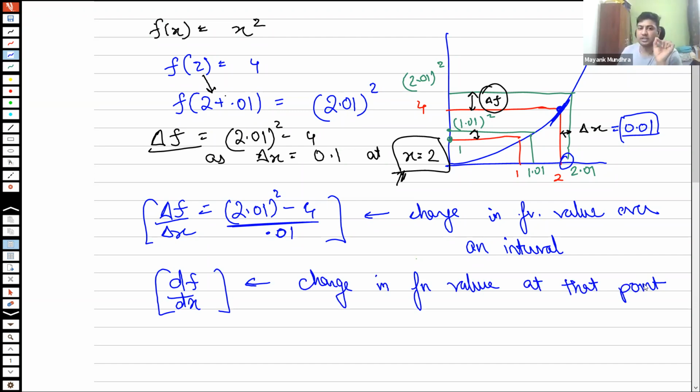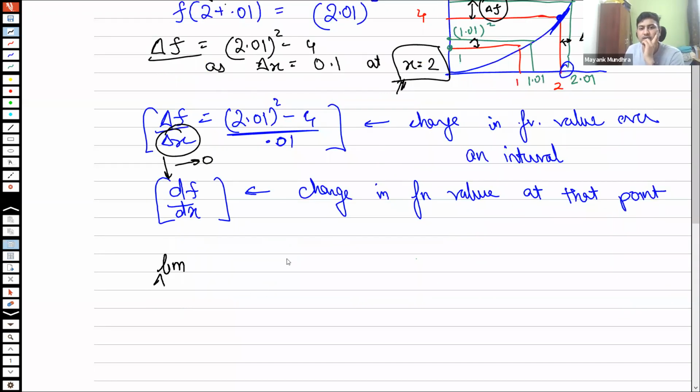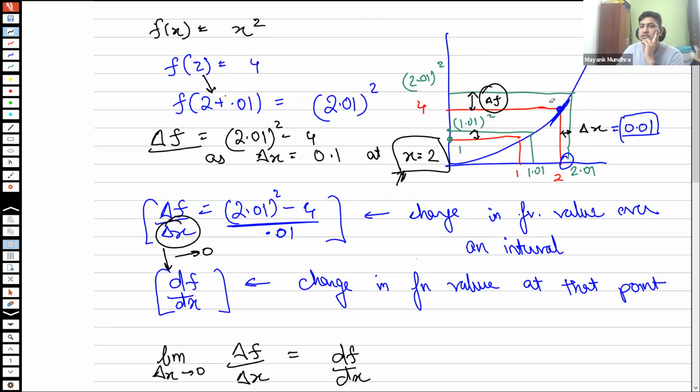So as I make this delta x tend to 0, what I get is this: limit delta x tending to 0, delta f by delta x is basically df by dx. So what's happening is that, let me draw a larger figure.